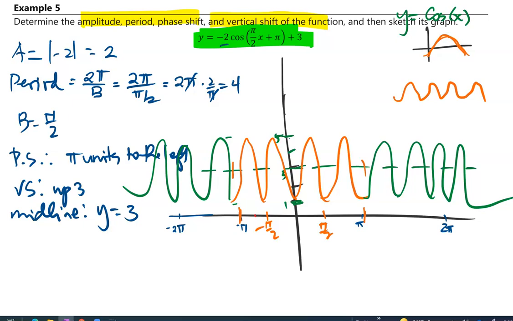Also, I suggest that you try this: type this into Desmos, and you will see the exact graph of it.